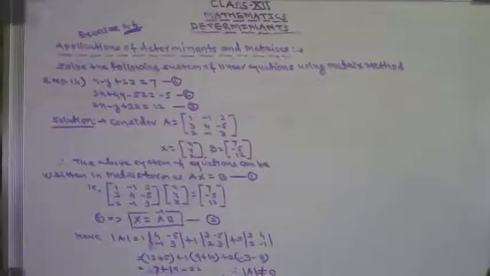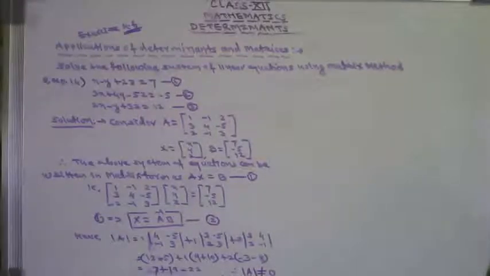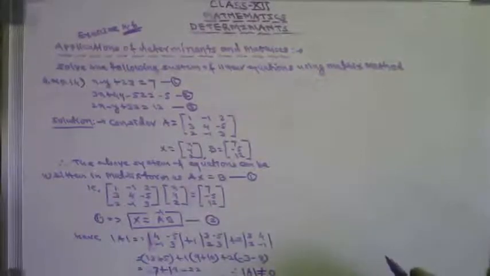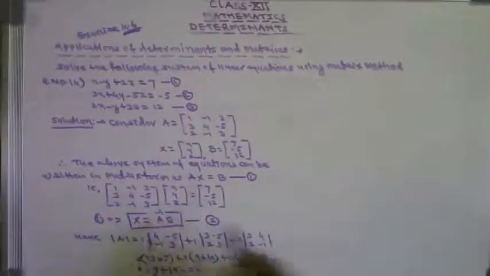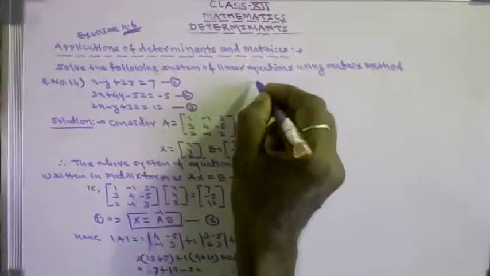The value of determinant of A is not 0 here, so A inverse exists. So to find A inverse now, we have to find the adjoint. Therefore let us find here A11.